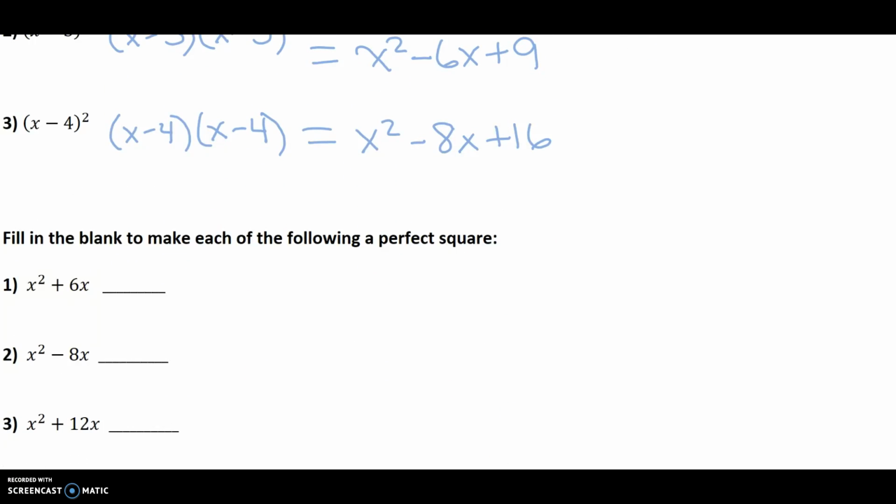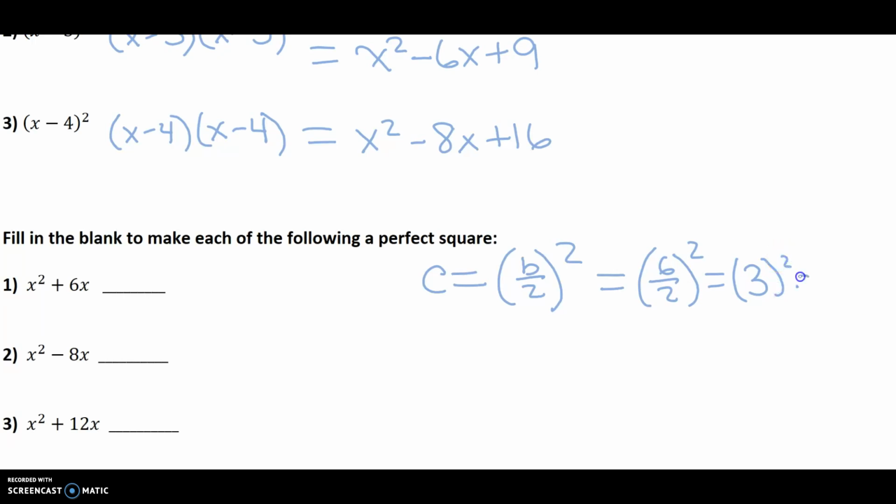So if I want to make this trinomial, x squared plus 6x, a perfect square trinomial, I need to use the relationship that we just discussed. So the formula that I have is c equals b over 2 squared. So to find the constant, which is c, I take b, which in this case is positive 6, I divide it by 2 and square it. So 6 divided by 2 is 3, and 3 squared is 9. Okay, and this should be positive 9.